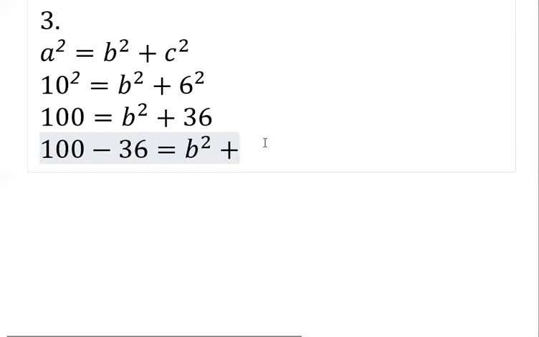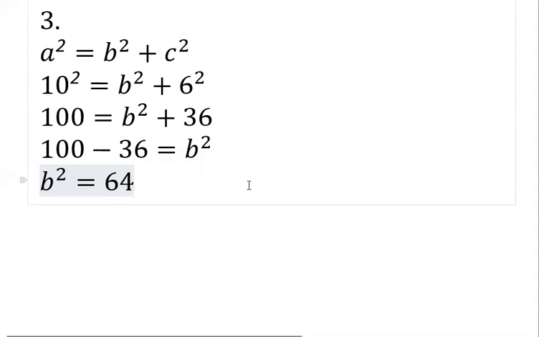So we are done with this. Awesome. So now you can place it anyhow it suits you. So we can now say our b squared equals 100 minus 36. 100 minus 36 will give you what? 64. Very good.